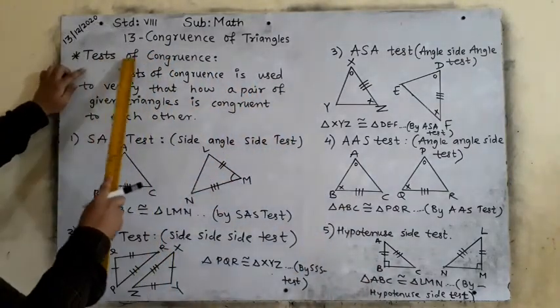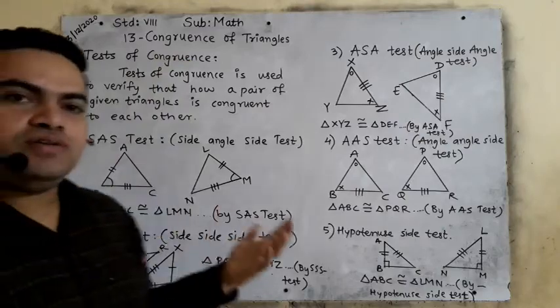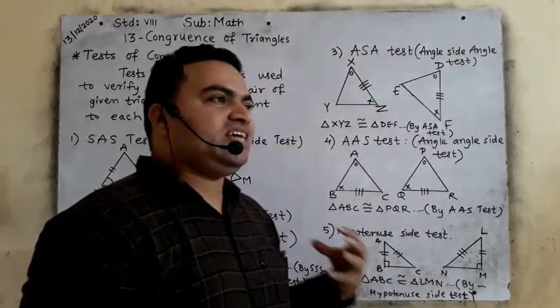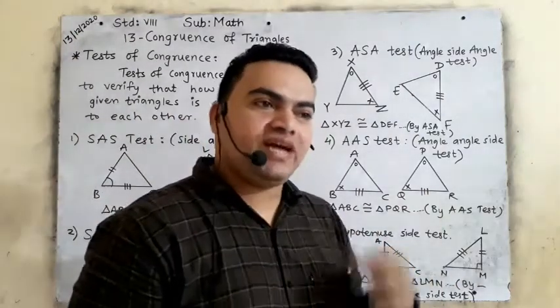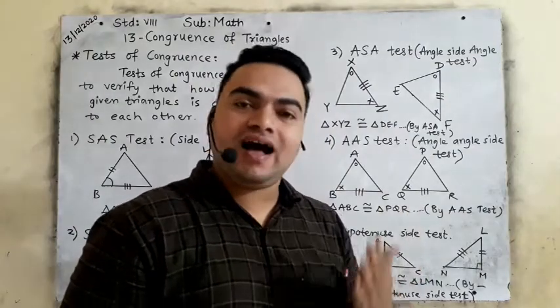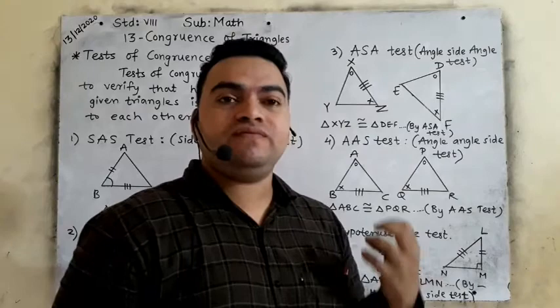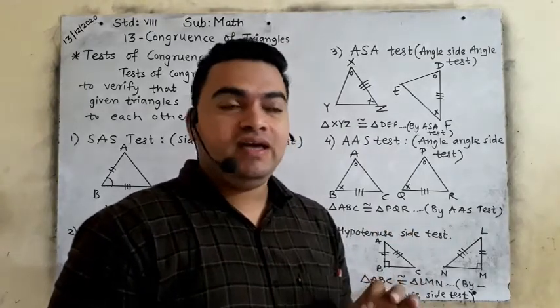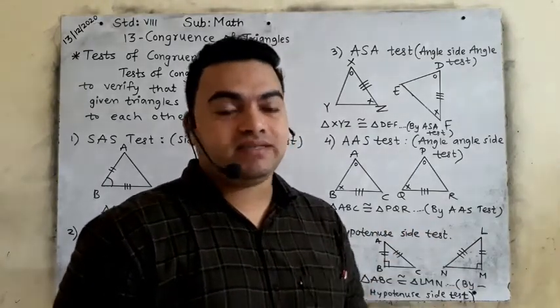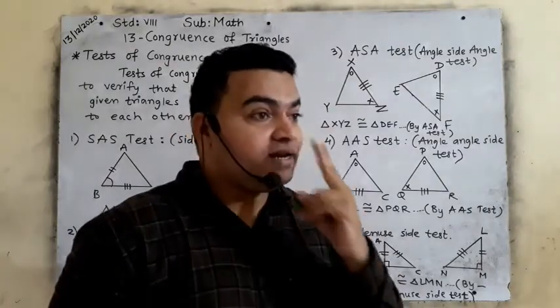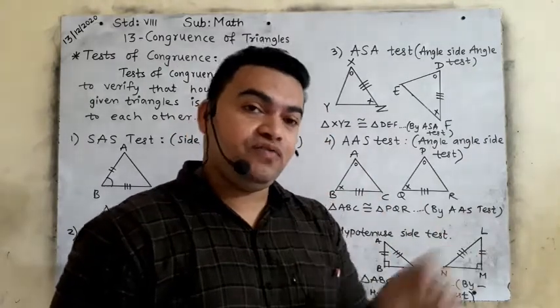See here, tests of congruence of triangles. We have to write that the given two figures are congruent to each other by which test. So we have to observe the given figures very carefully. We have to read the identical marks. Again and again I am telling you, identical marks को carefully देखना है और फिर लिखना है.